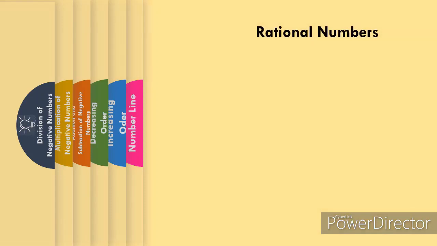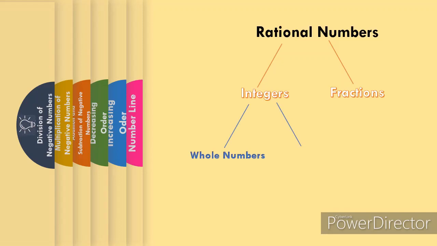Before we begin our topic for today, let's have a review about rational numbers. In rational numbers, we have integers and fractions. When we say fractions, these are the numbers that have a denominator and numerator, like 1/2, 1/4, 3/4, and so on. In integers, we have whole numbers and negative integers.